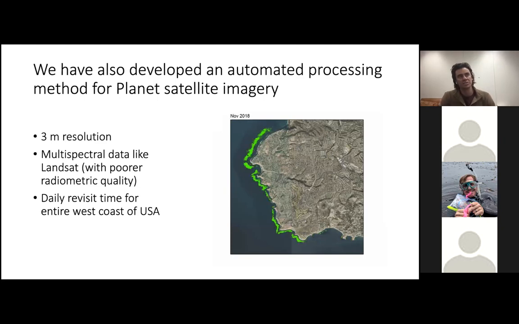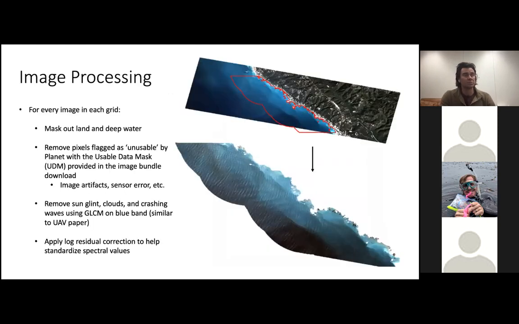And to the right is just a time series of kelp canopy around Palos Verdes from 2016 to 2019 that we created using Planet imagery. I'll just skip through this pretty quickly. If you're interested in the processing, I think we've just nailed the automated processing with this data. I'm happy to talk in more detail.